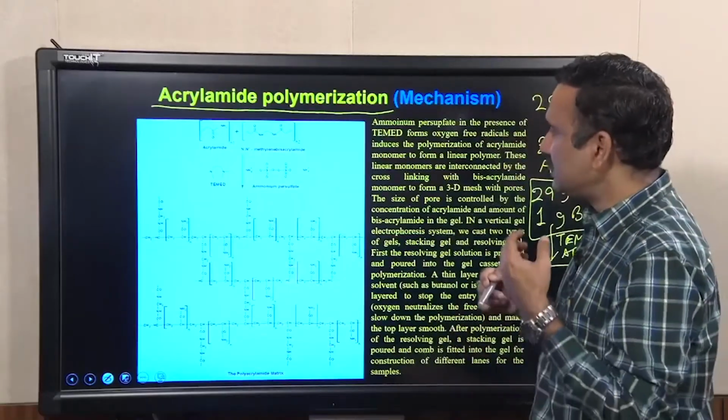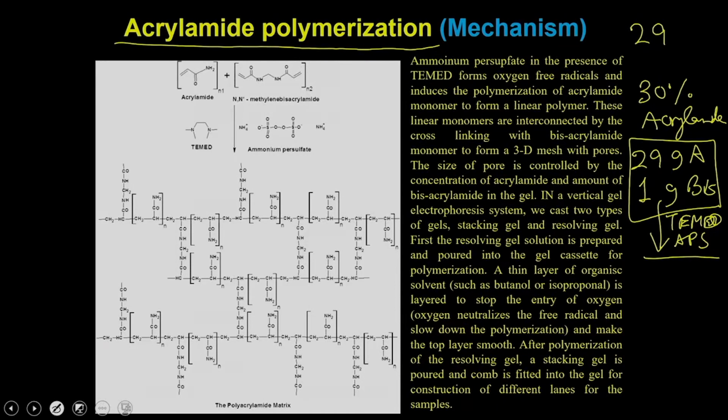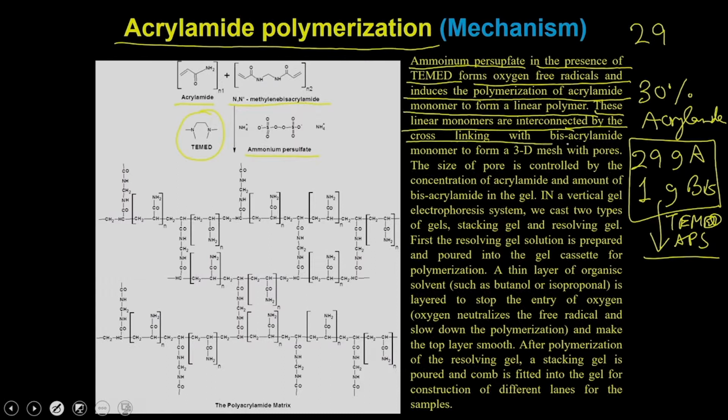So, how the acrylamide is going to be polymerized is that you have the acrylamide and then you have the bisacrylamide, and when you are incubating these with the TEMED and the APS, the APS, which is ammonium persulfate, in the presence of TEMED forms the oxygen free radicals and induces the polymerization of acrylamide monomer to form a linear polymer. These linear polymers are interconnected by the cross linking with the bisacrylamide monomer to form a 3-dimensional mesh with pores. So, these acrylamide monomers are being polymerized.